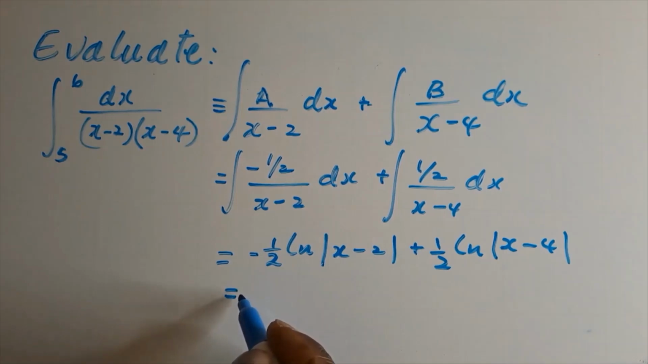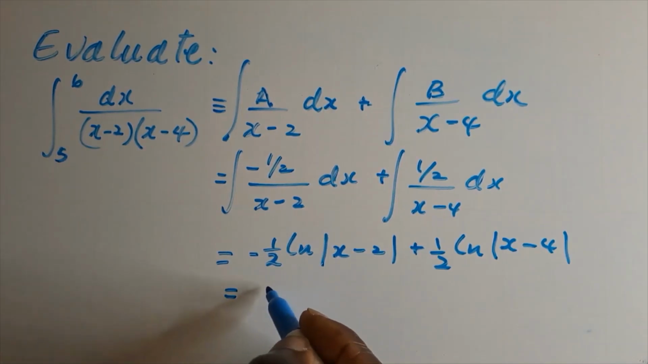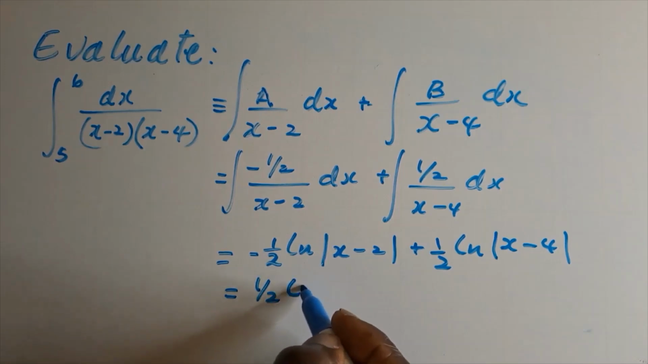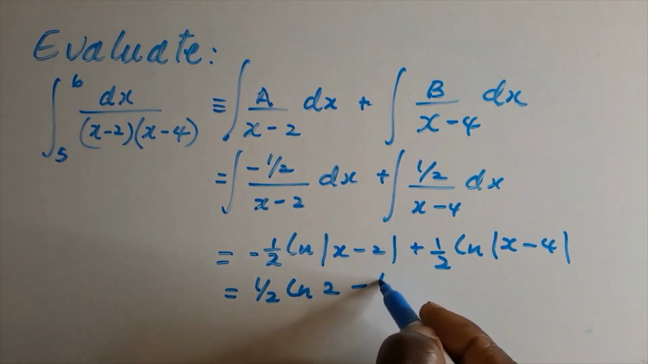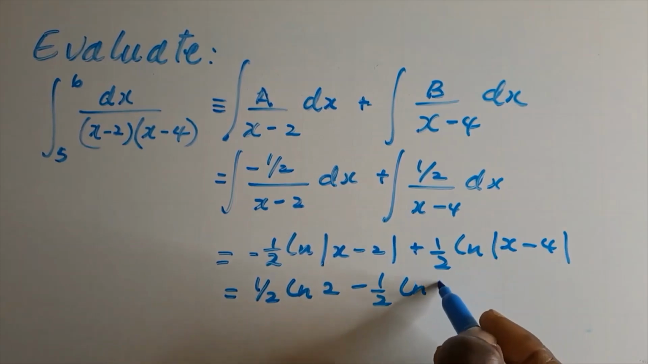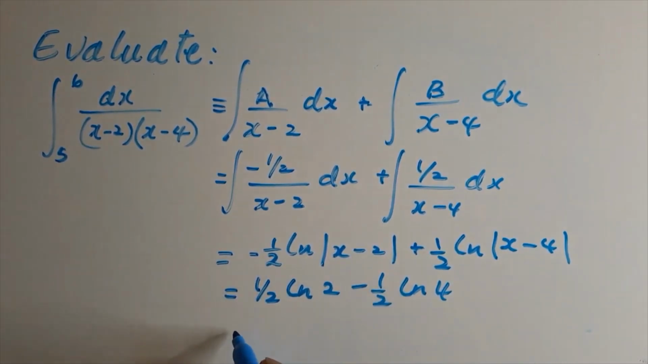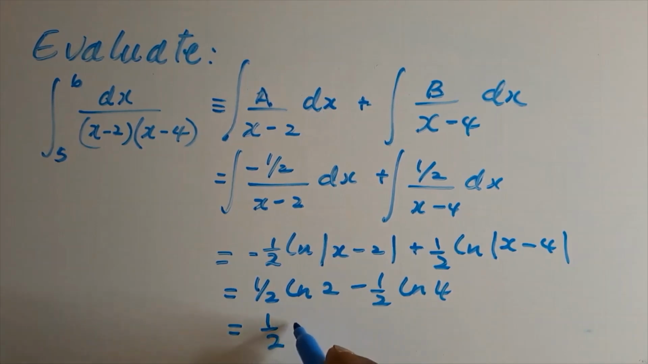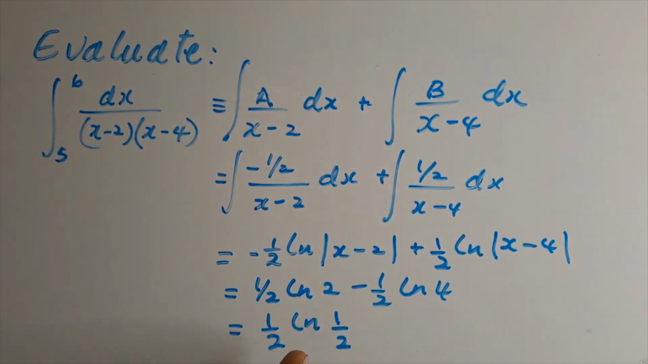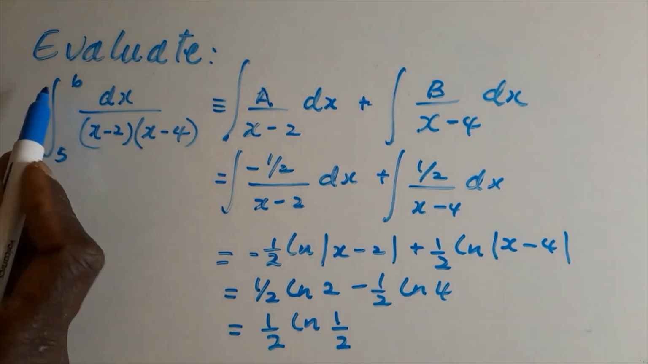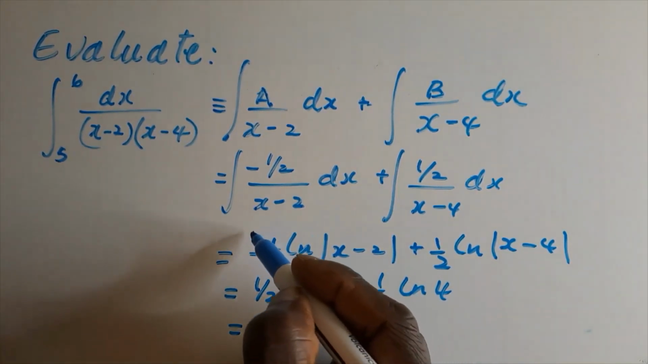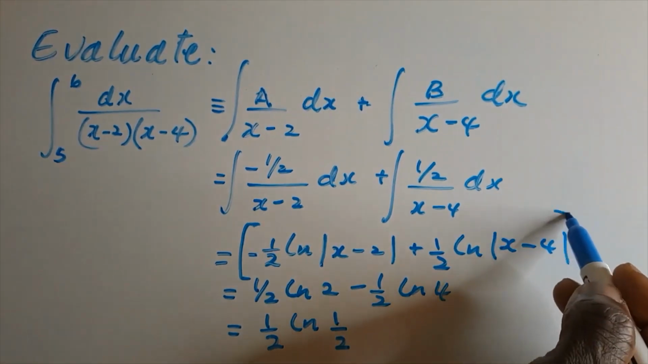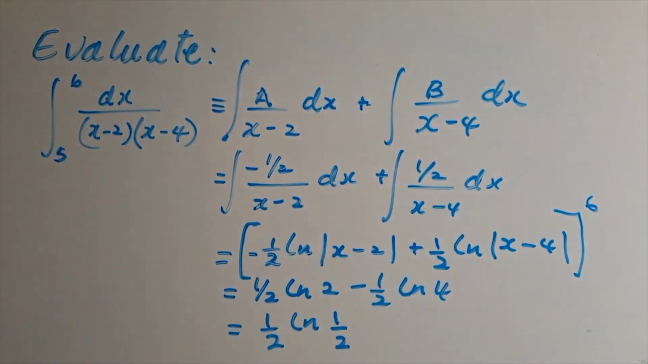Now this simplifies to give us a half ln 2 minus a half ln 4. Applying the law of logarithms, we have this simplified fully as a half ln a half. Now this is evaluating it at the limit 6, so I should enclose that here. This is at 6.